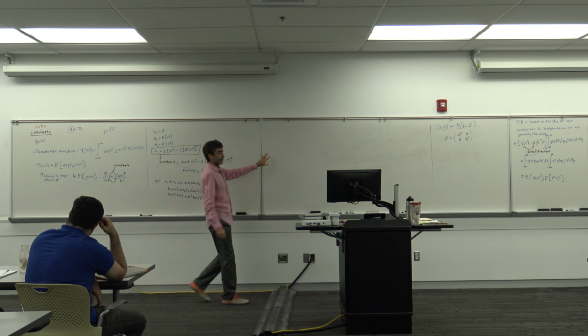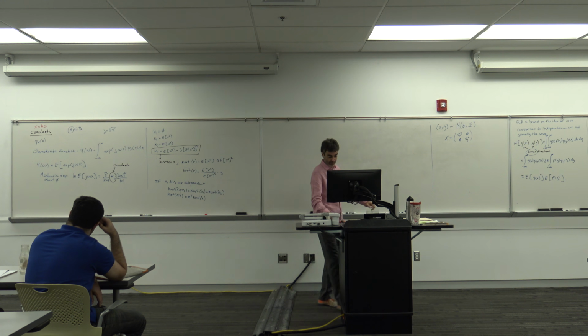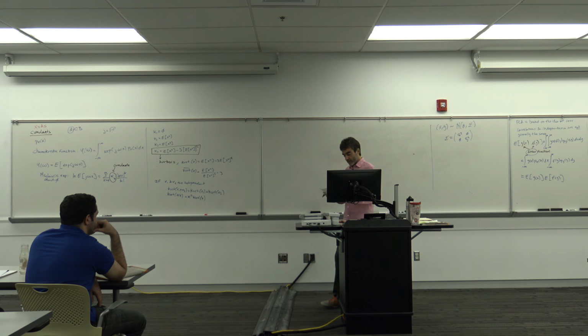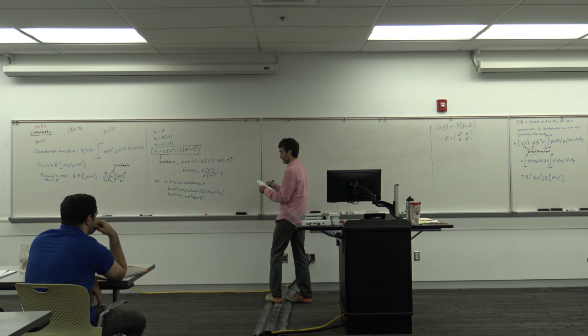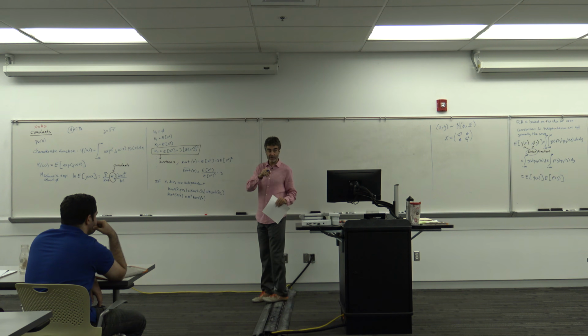Now, let's see what types of distributions we can work with. There are two main types of distributions other than the Gaussian. They are called Subgaussian and Supergaussian.